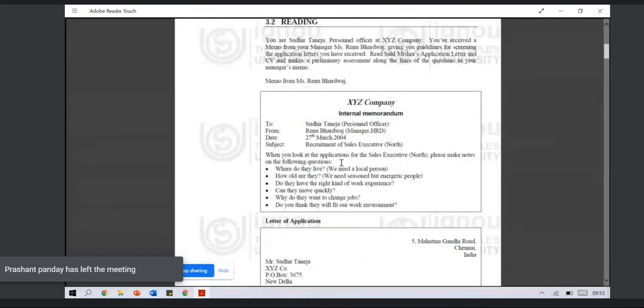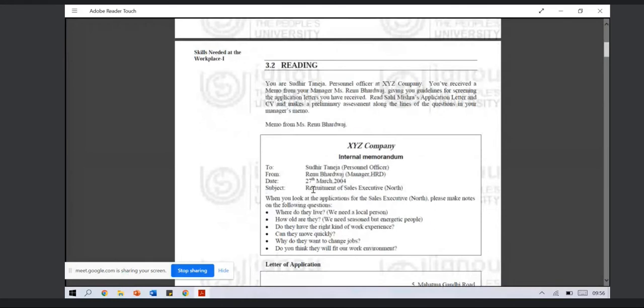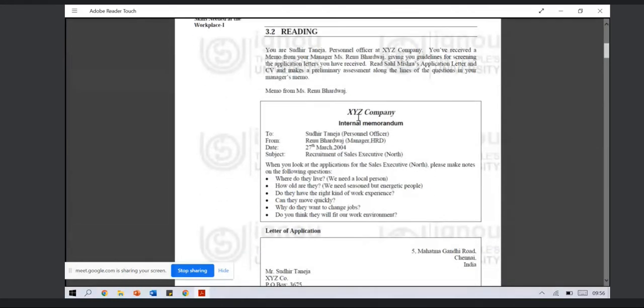This is one of the examples. If you are looking at my screen, I'm sharing it. This is from unit 3, one of the vacancies, XYZ company, internal memorandum. This is an internal memorandum.